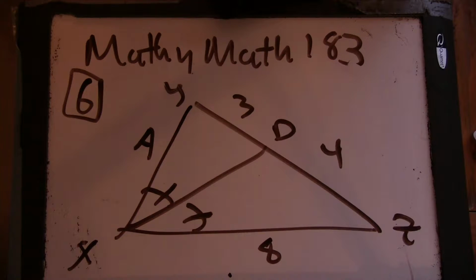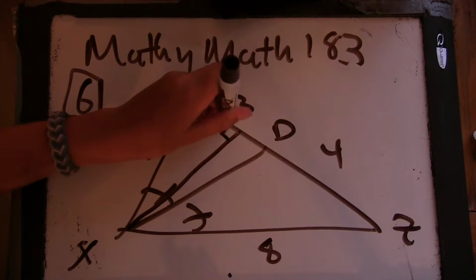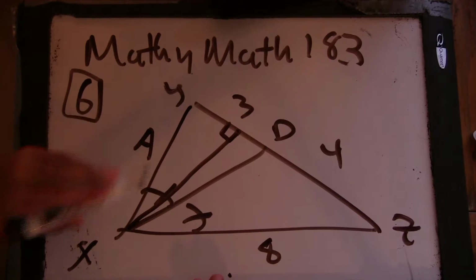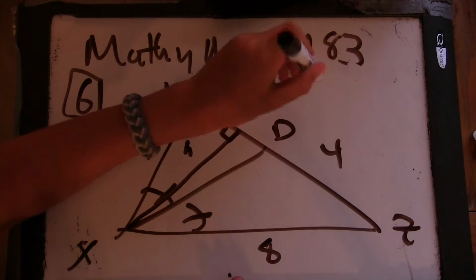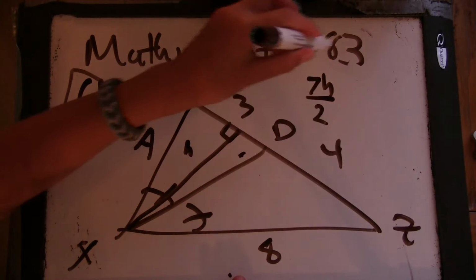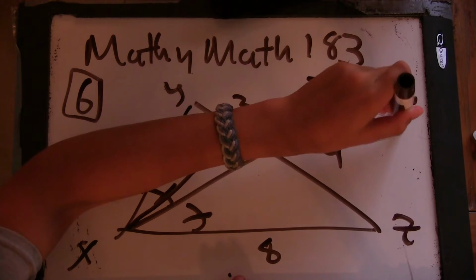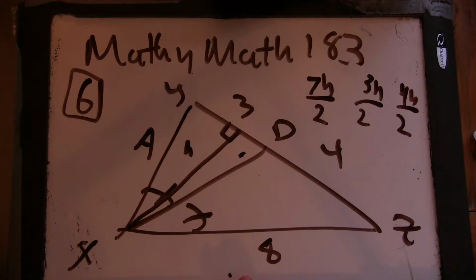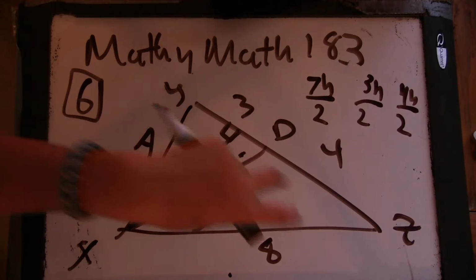Well, we can use this height here. And we can say that the area of our big triangle, I'll call this H, is 7H over 2. The area of these two smaller triangles is 3H over 2 and 4H over 2. Well, this just says that the areas are in the ratio of 3 to 4.